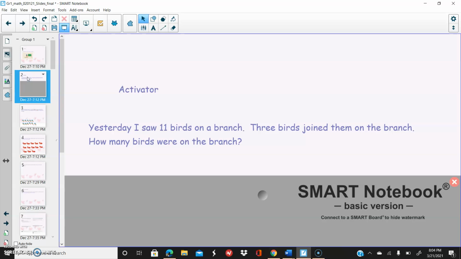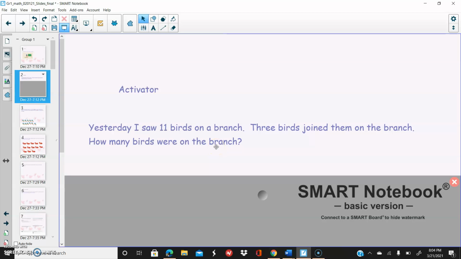Yesterday I saw 11 birds on the branch. 3 birds joined them on the branch. How many birds were there on the branch? Let's reread the question again to better understand. Yesterday I saw 11 birds on a branch. 3 birds joined them on the branch. How many birds were there on the branch?